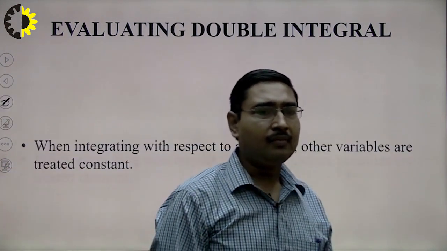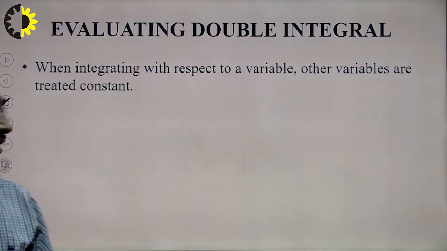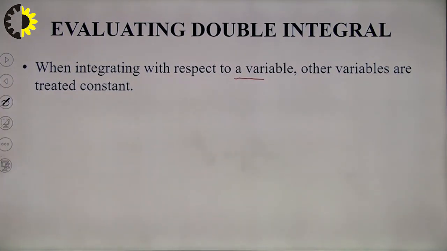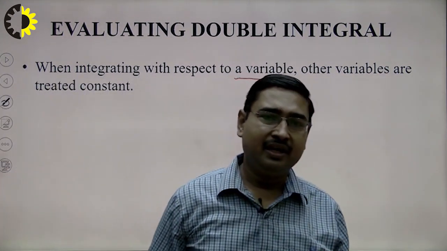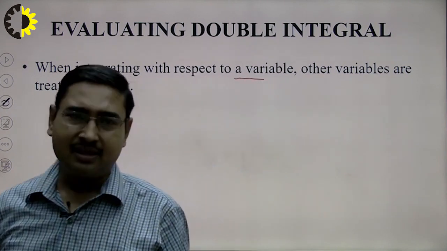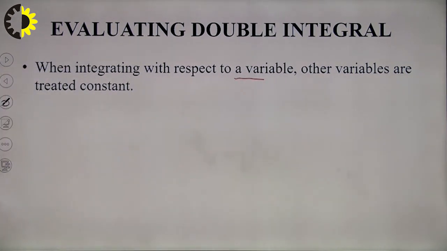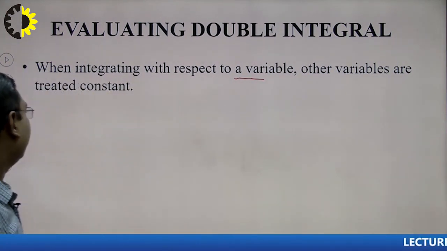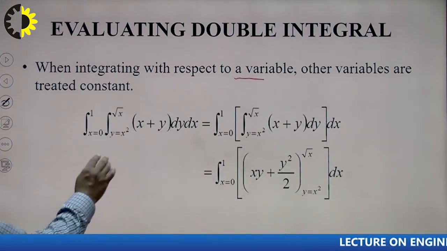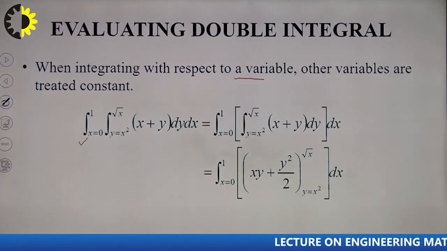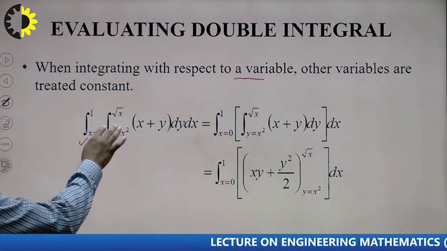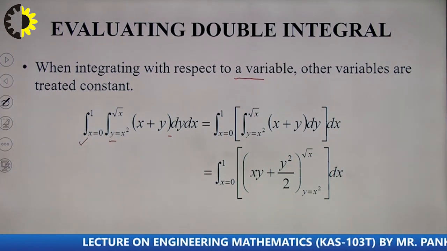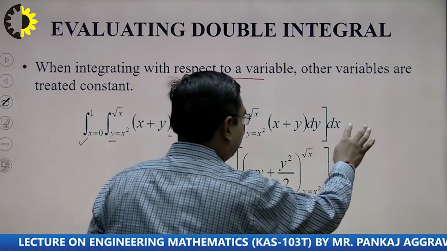Now, we should know that when we are integrating with respect to a variable, other variables are treated as constant. Thus, if we are integrating with respect to x, then in that step y will be treated as constant. If we are integrating with respect to y, then x will be treated as constant. Thus, suppose I have this integral x from 0 to 1, y from x square to root x, x plus y dy dx.